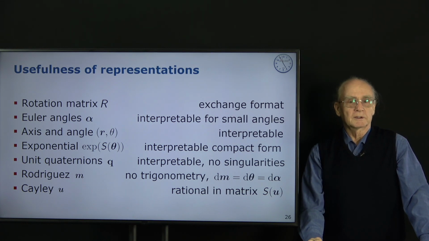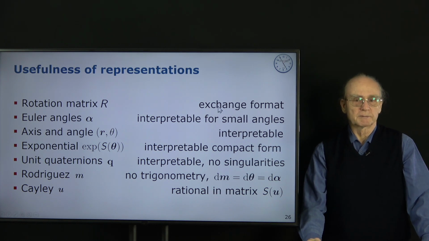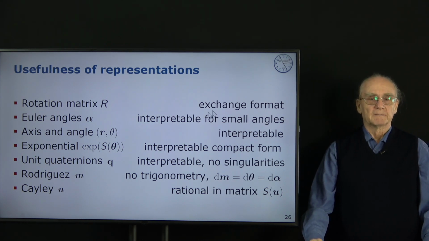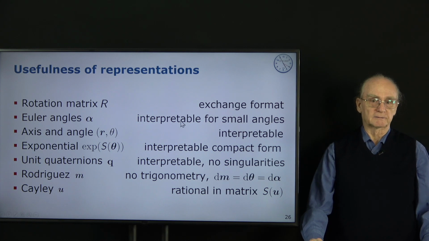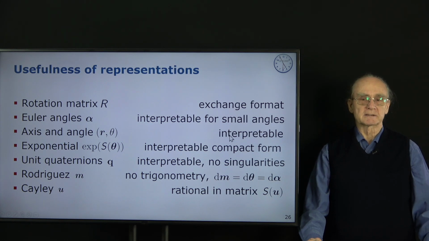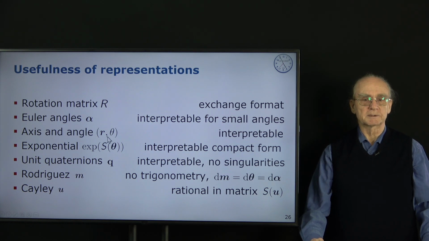So what are these representations useful for? What we already discussed is that the rotation matrix, of course, is useful as an exchange format. And it's a basic entity which you use if you want to transform points. Then Euler angles are quite interpretable if they are small angles. For large angles it's not really comfortable. The axis and angle representation is quite useful because it's interpretable, and if you have instruments where the axis is somewhere in an arbitrary direction, you can link this to the axis and angle representation.